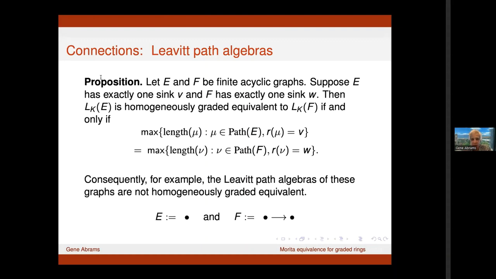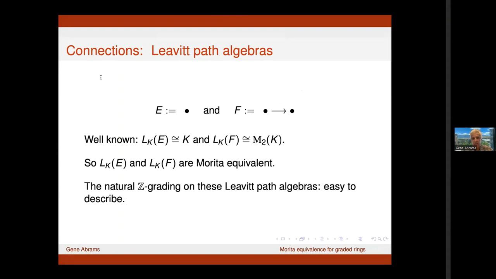But as a cute example, here are two graphs. Obviously, each has one sink. The lengths of the longest paths are different. One actually has a path of length one. The other has no path that ends in the sink. So these can't be homogeneously graded equivalent by this proposition. But what are these Leavitt path algebras? Well, it's well known the Leavitt path algebra of just one vertex is the field, and the Leavitt path algebra of this second graph F is just the 2x2 matrices. So obviously those are Morita equivalent.